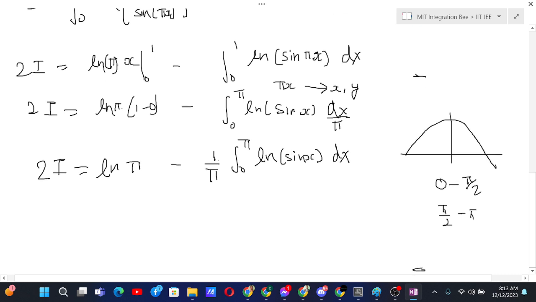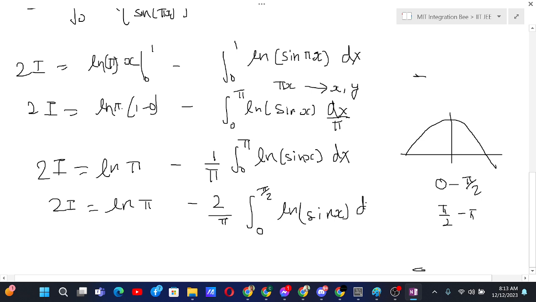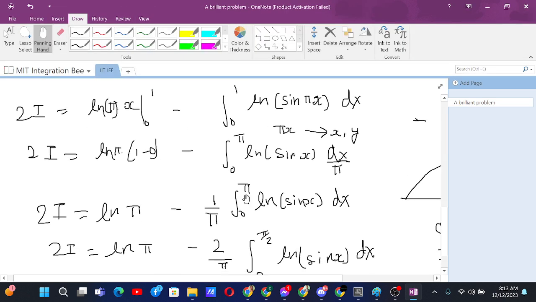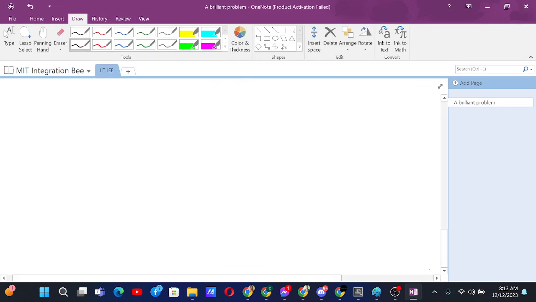And now since that happens, we will have 2I equals ln pi minus, that will be just 2 by pi of integral from 0 to pi by 2 of ln sin x dx. Now this one is a popular integral and the solution is well known, that it should be minus pi by 2 ln 2. But let's also try to do that in this video as well.